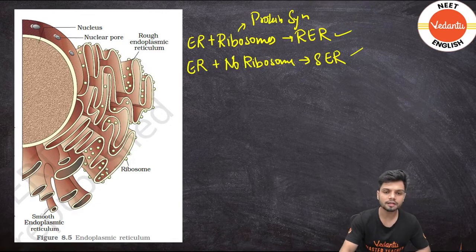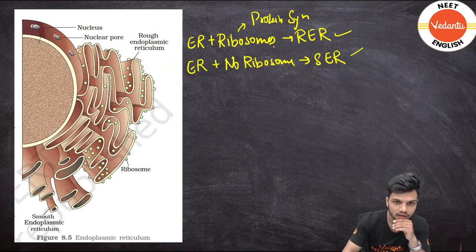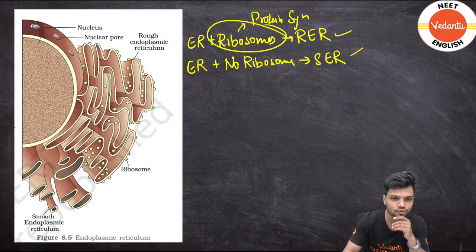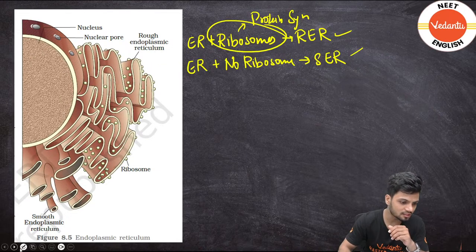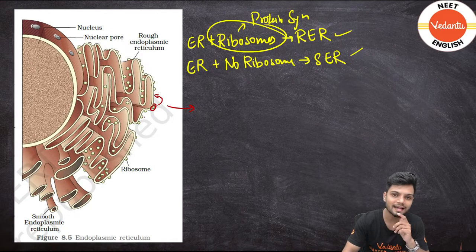Now, I told you this. Can I teach you an extra point here? I told you the ribosomes are attached. See, this is out of your NCERT. If you want, you can learn this. This is extra information, okay? I told you the ribosomes are attached on the ER. Yes, ribosomes are attached on the ER.